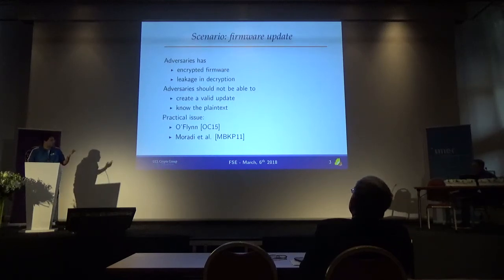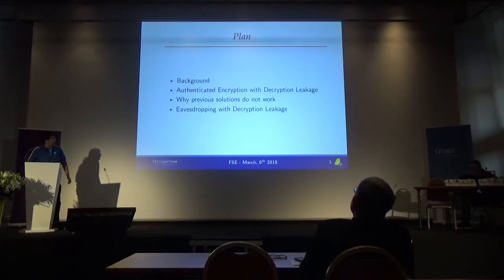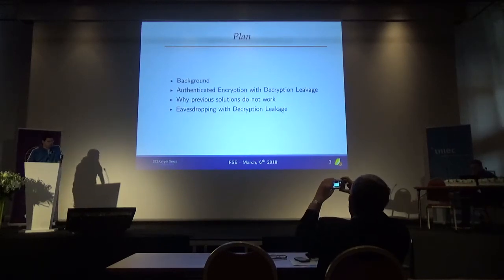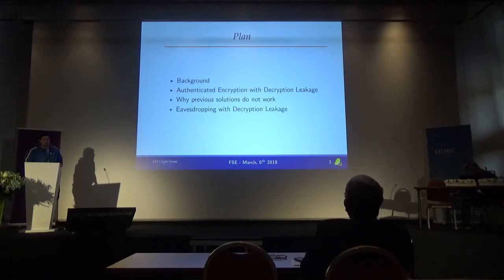This is a particular issue. In fact, there are at least two papers talking about this, where they use the decryption leakage to recover plaintext from ciphertext. In my talk, I will start by giving the background. Then I will talk about authenticated encryption with decryption leakage. I will also explain why previous countermeasures did not work. And we will end by talking about confidentiality with this new notion of eavesdropping with decryption leakage.